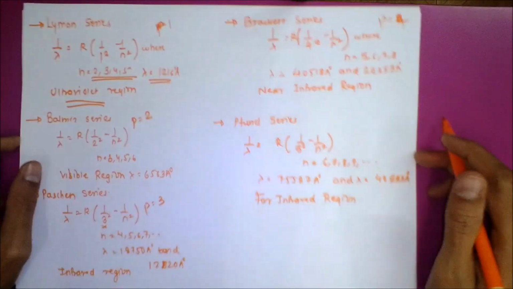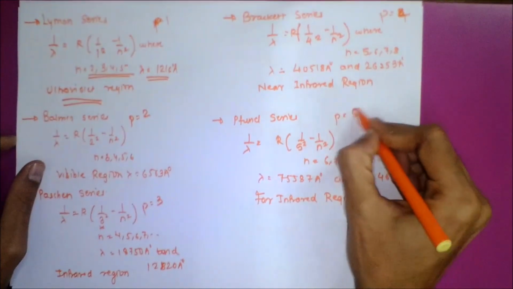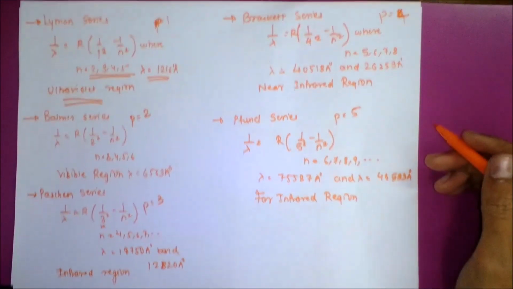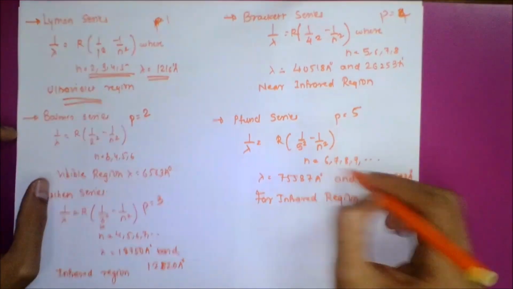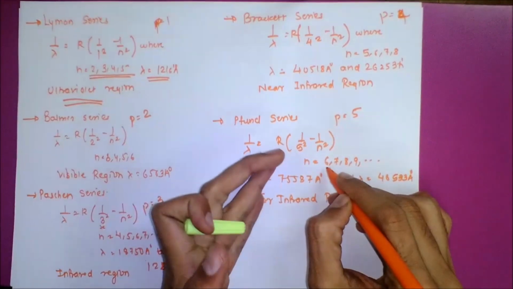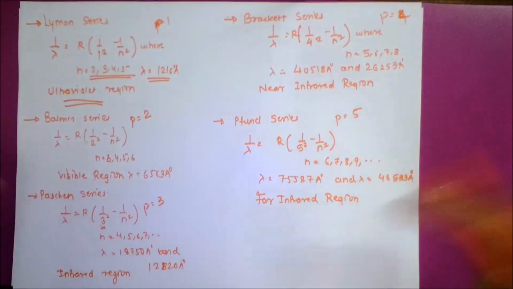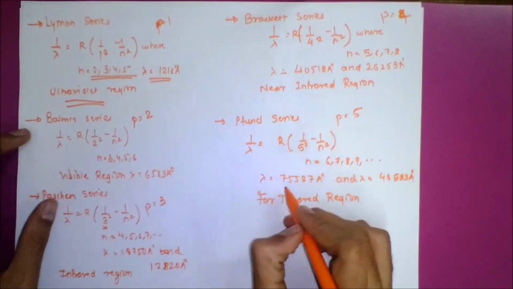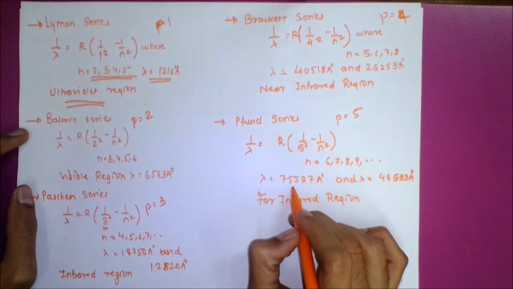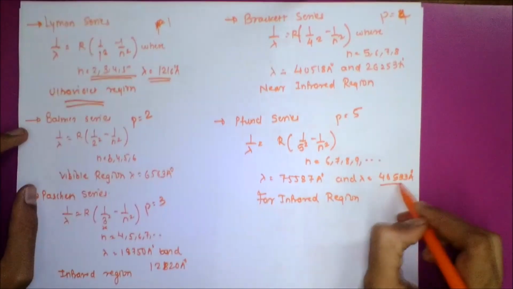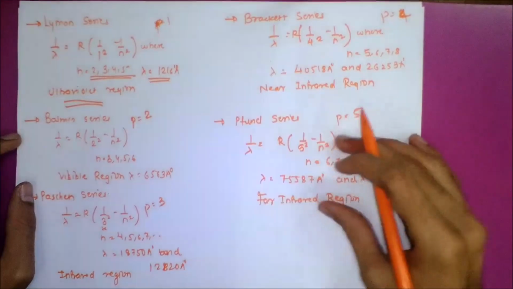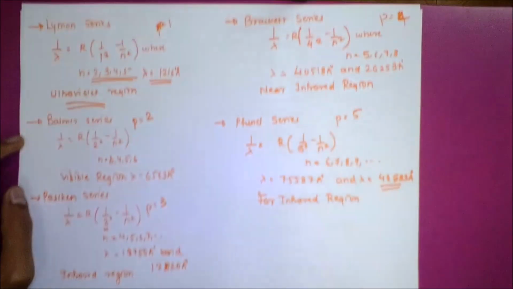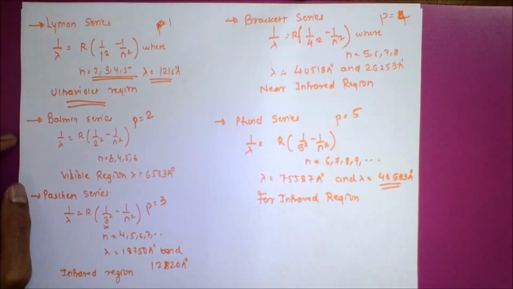Then we have the Pfund series, where the electron will fall from any of the outer orbits and drop down to the fifth orbit. So the electron can come from the 6th, 7th, 8th or 9th orbit and fall into the fifth orbit. The wavelength is 75,587 angstroms to 46,533 angstroms. This series lies in the far infrared region.